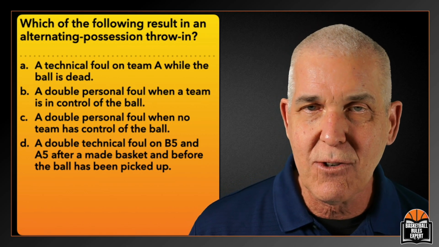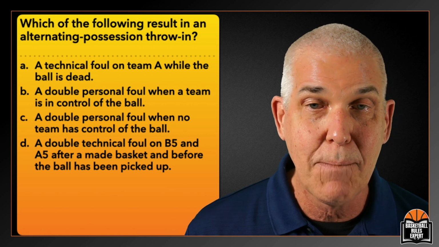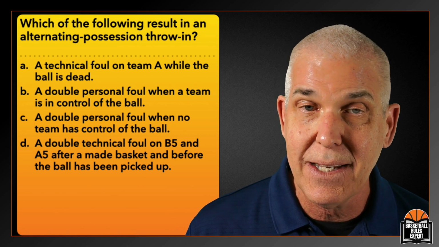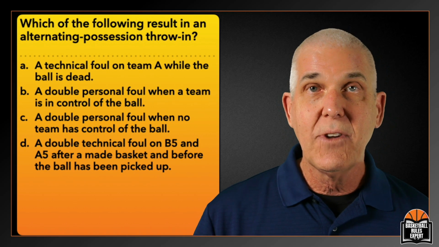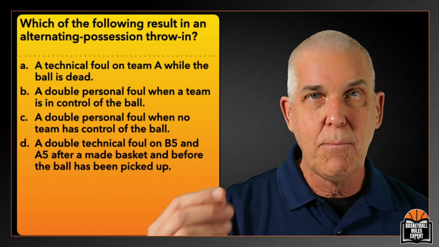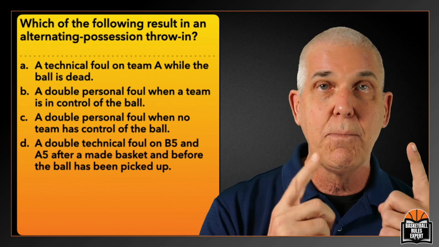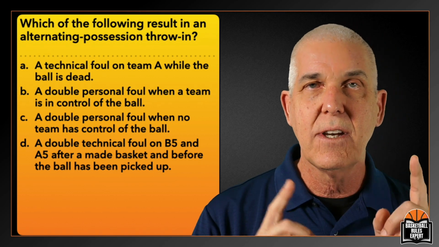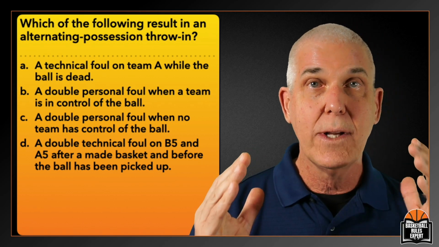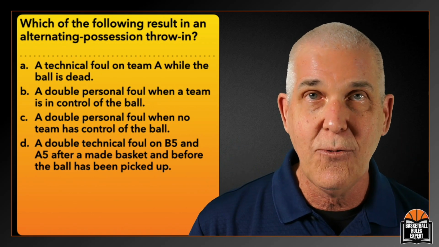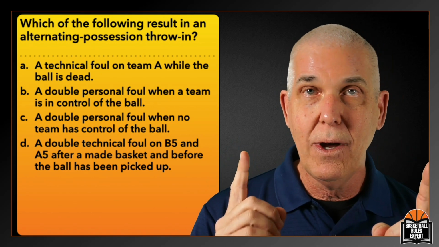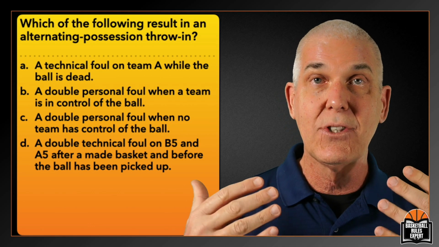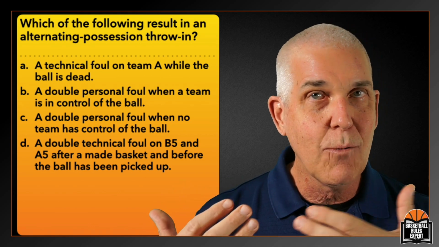And D, a double technical foul on B5 and A5 after a made basket and before the ball has been picked up. Okay, so the ball goes in the basket, the ball is bouncing on the floor, 2 players square up, officials assess double technical fouls. What's the adjudication for a double technical foul? Technical foul on A1, technical foul on B1, and resumption at the point of interruption.